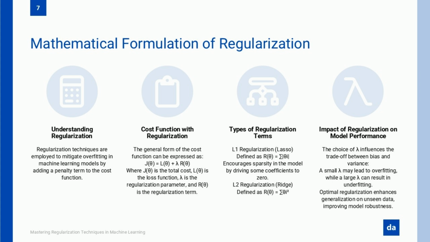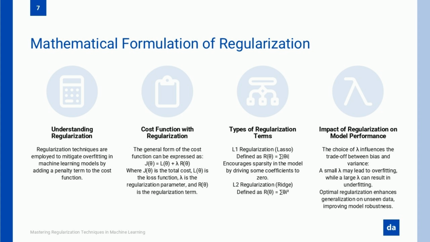Now, L2 works a little differently. Instead of penalizing absolute values, it penalizes the squared values of the coefficients. J of theta equals the sum of squared errors plus lambda times the sum of the squared values of all the coefficients. This means that instead of eliminating features completely, L2 just shrinks them down smoothly. It's like turning down the volume instead of muting a track. This is why L2 is better for situations where all features are important, but some just need to be balanced out. ElasticNet is just a combo of both.